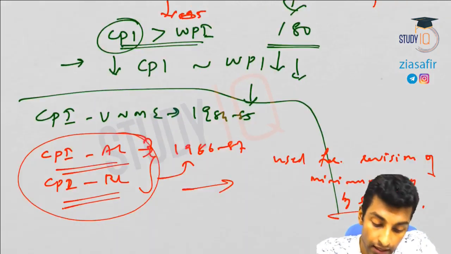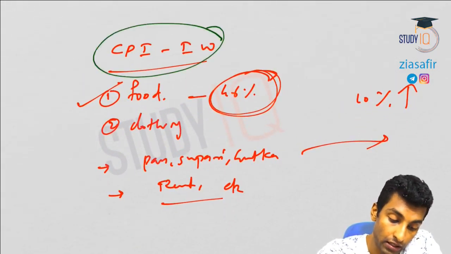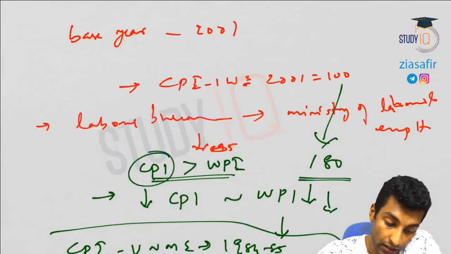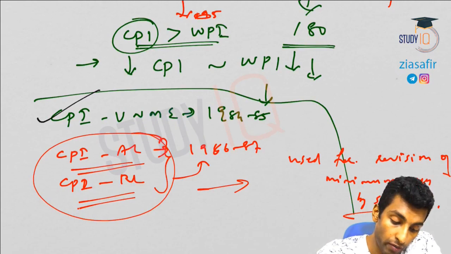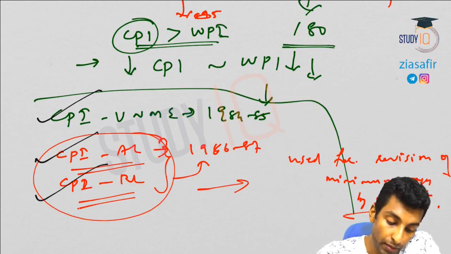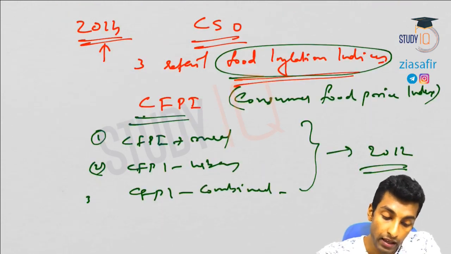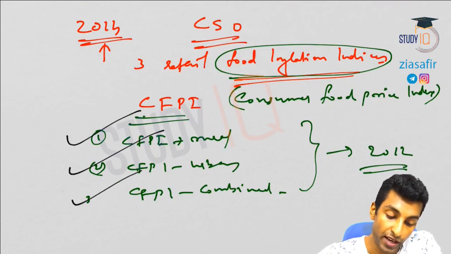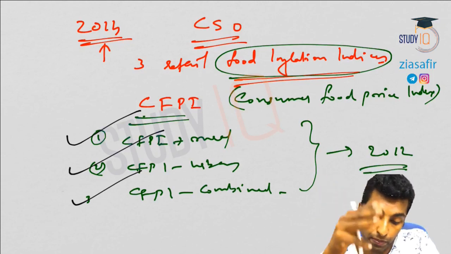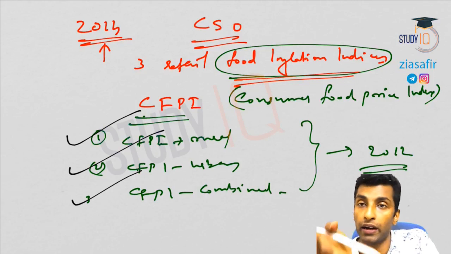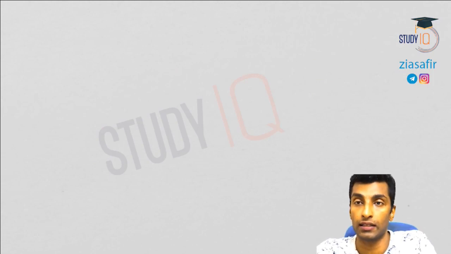So how many CPIs are there now in total? We can start with CPI for industrial workers. Then we have discussed urban non-manual employee, CPI agricultural labor, CPI rural labor, then CPI urban, CPI rural, CPI combined, then CFPI rural, CFPI urban, CFPI combined. Apart from the first four, so total how many? 10. Total 10 CPIs are there currently.